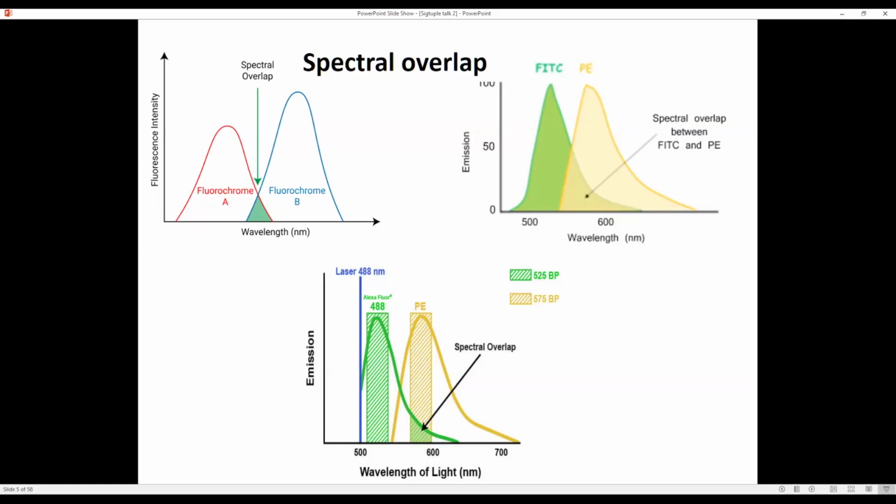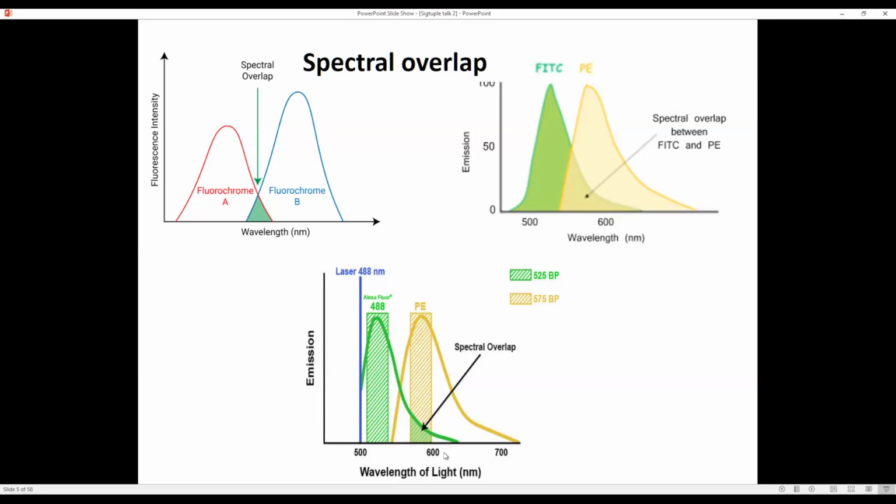Fine. Now, this is spectral overlap. What is the importance of learning the spectral overlap? Once the fluorochrome emits light, the emission spectrum is captured by a detector, obviously, as I showed you in the schema on the earlier slide. So now this is the emission spectrum of FITC, and this is the emission spectrum of PE. And as I said, this is the spectral overlap.